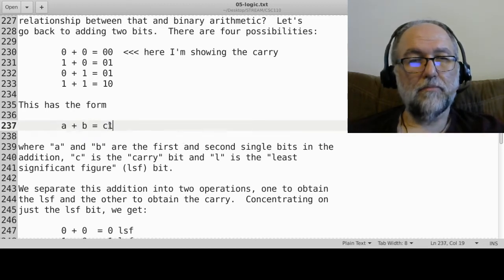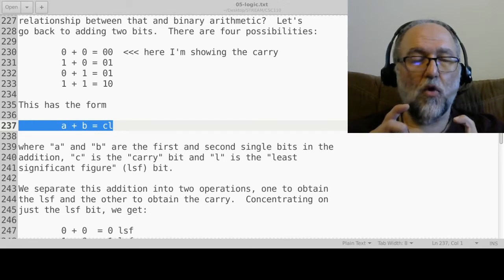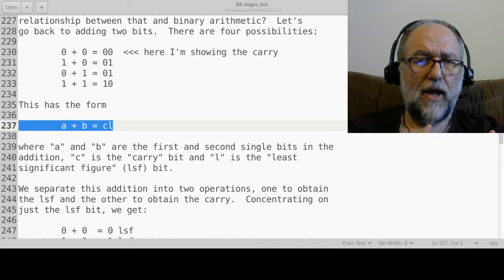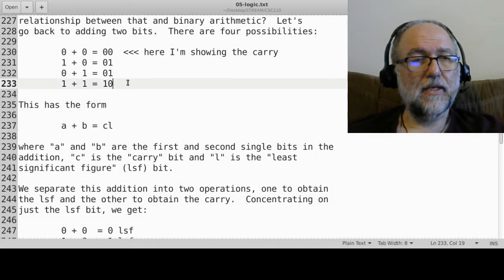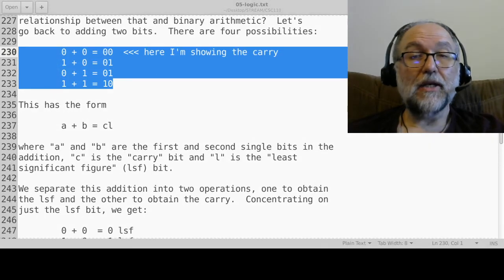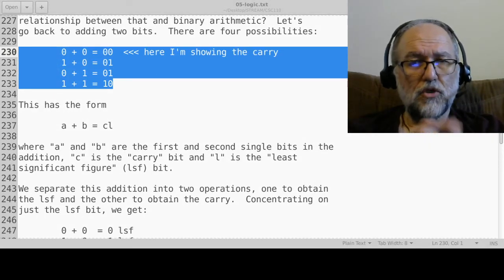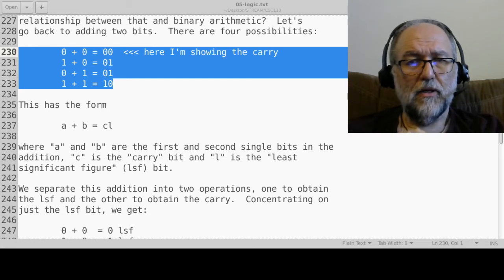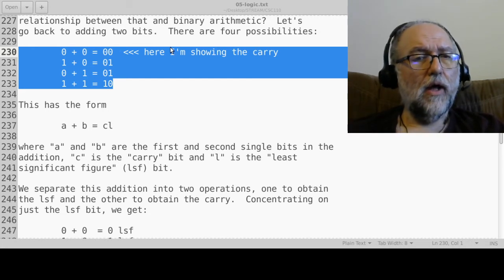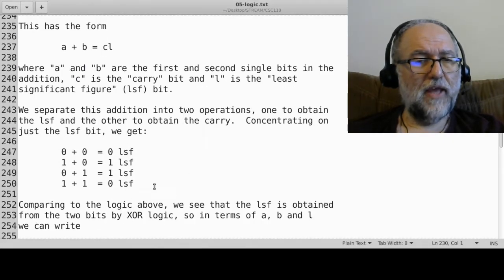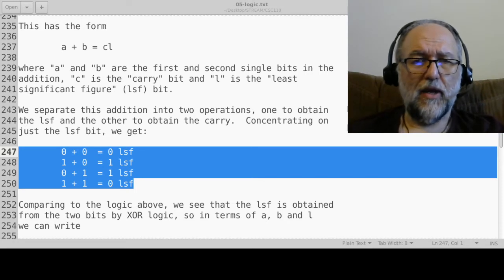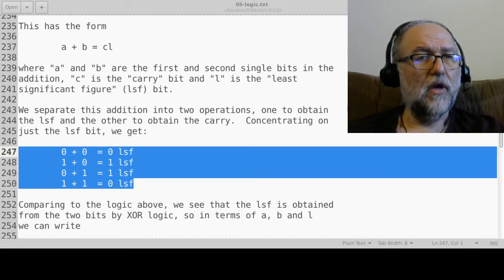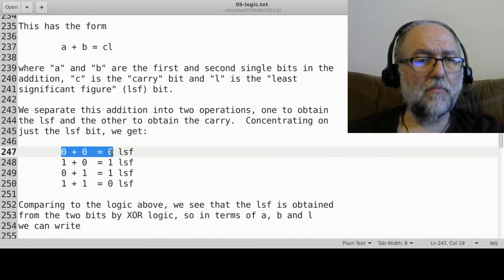Now, that form I want to rewrite in terms of logical operators. So you go, well, which logical operators do you need? We'll see. First thing is take these four possibilities here, and just ignore the carry for now. Just write down the least significant bit, the least significant figure. That's what I did over here. If you take what I had above and get rid of the carry and just write down the least significant figure, you get this addition here. Now it's incomplete.